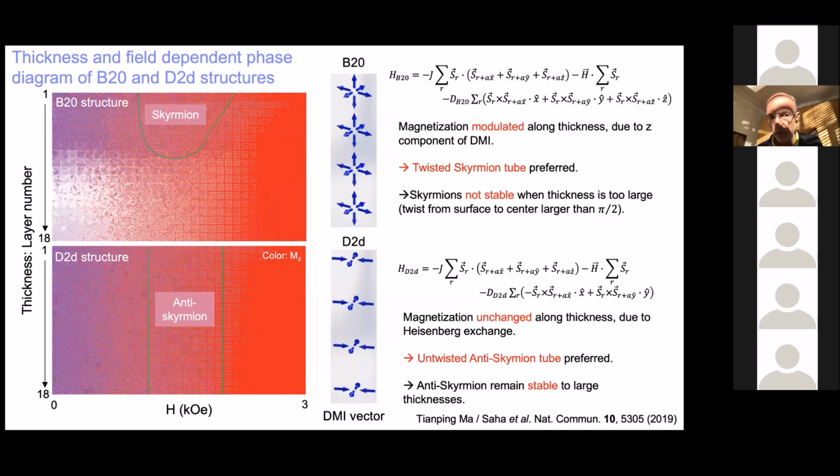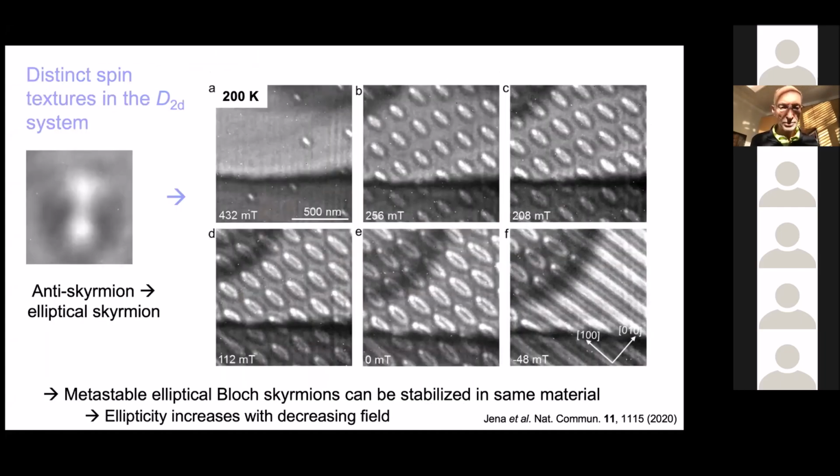So for skyrmions, as you increase the thickness, they disappear, whereas for anti-skyrmions, there's no sensitivity to the thickness of this structure. The reason for this is that in the anti-skyrmion system, which is a lower symmetry system with D2d symmetry, there's no component of the DMI, the Dzyaloshinskii-Moriya vector, along the tetragonal axis of this Heusler material. So they can remain stable to large thicknesses, unlike the skyrmions in the B20 system.